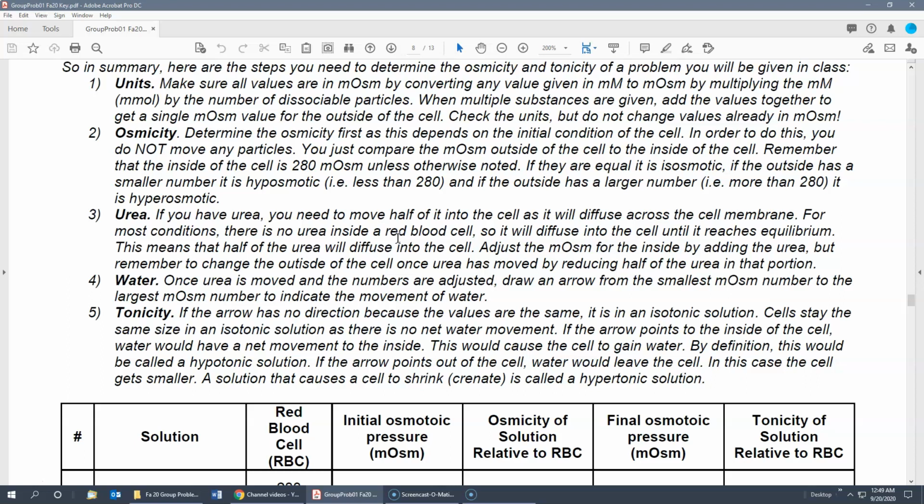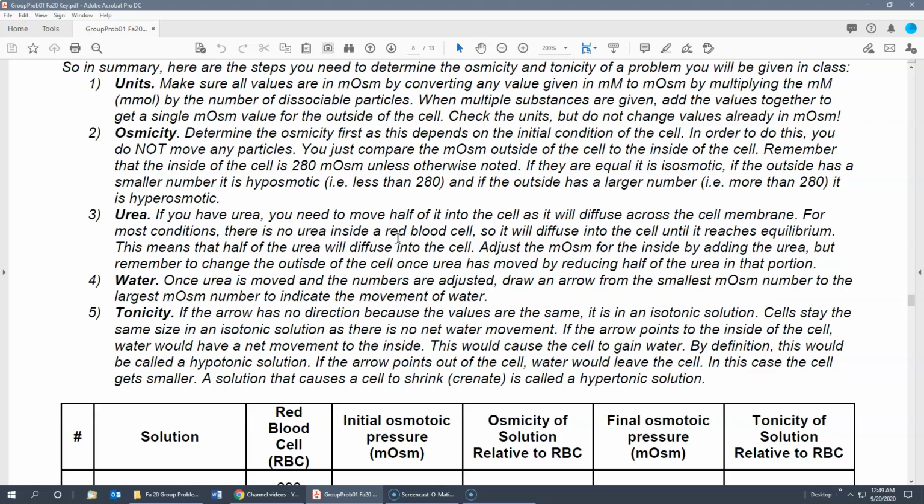Okay? Then the next easiest step is to determine the direction of water movement. And I think the easiest way is to draw an arrow from the smallest to the largest number. So just point to the largest number with that arrow, and that'll indicate the movement of water. Now, if the inside of the cell and the outside of the cell have the same osmolarity, then you have a double-headed arrow, and there's no net water movement.